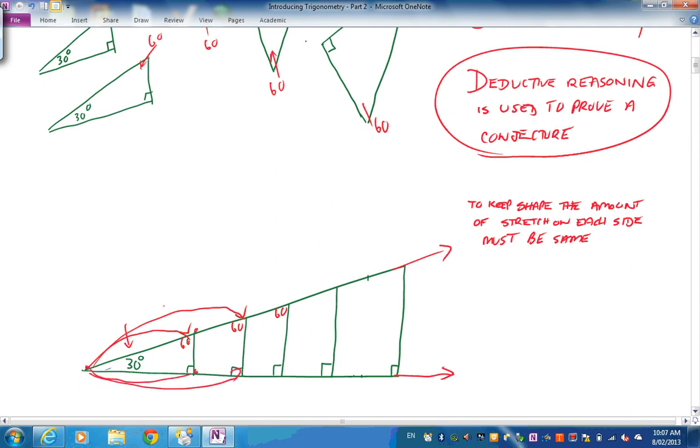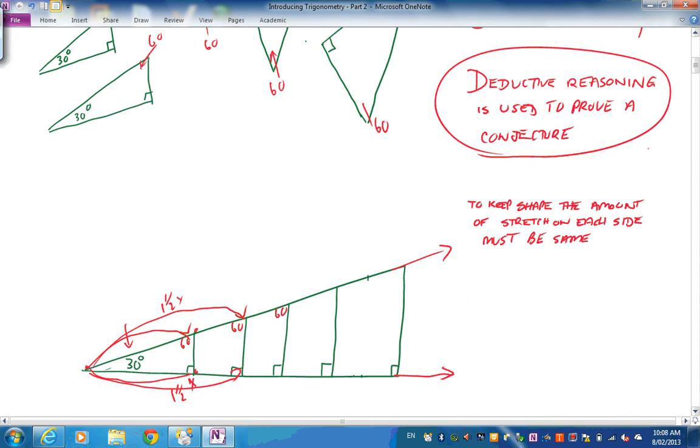That looks like about 1.5 times. So if that goes 1.5 times, this must go 1.5 times as long. Otherwise, you will distort the triangle. And you haven't. They're perfectly the same shape. Same angles. They're all equiangular.